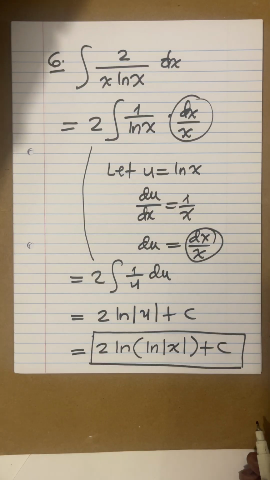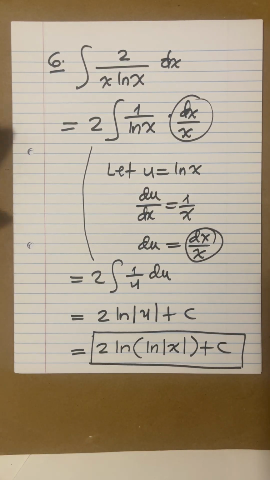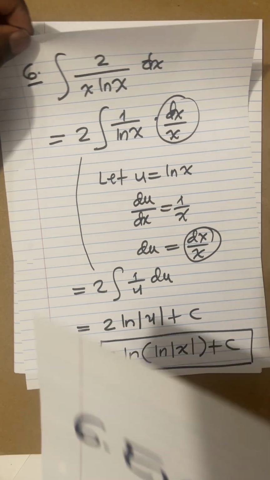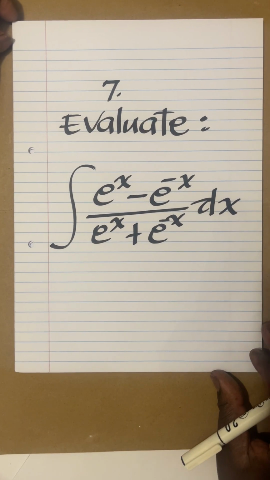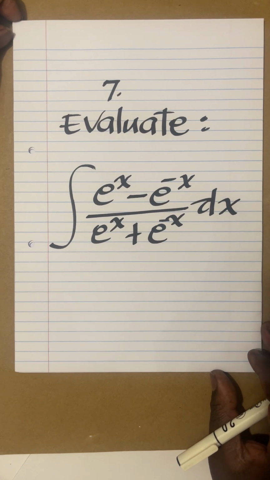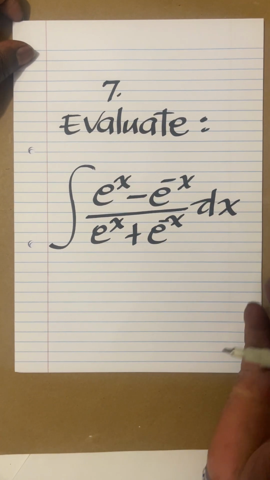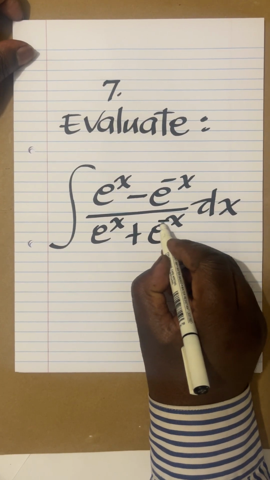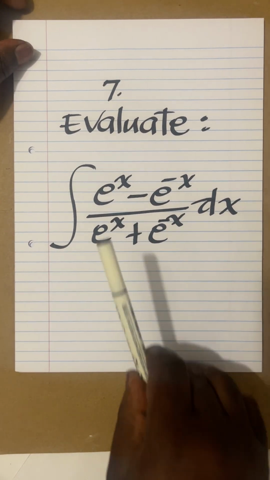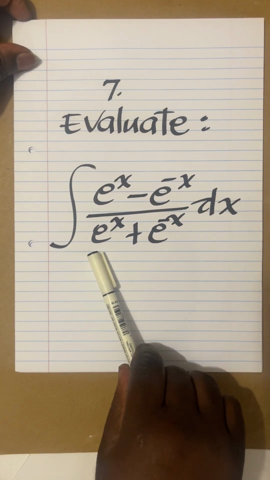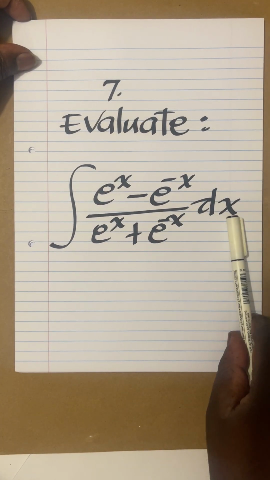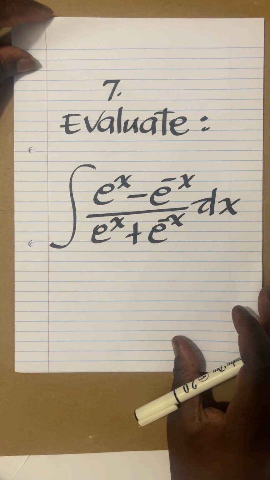Right, let's move on to integral number 7, which is our last integral in this video. There it is. Now we are supposed to evaluate the integral of e to the x minus e to the minus x over e to the x plus e to the minus x dx. Remember, there is a minus there. It has to be clear. Right, let's go straight into the work.